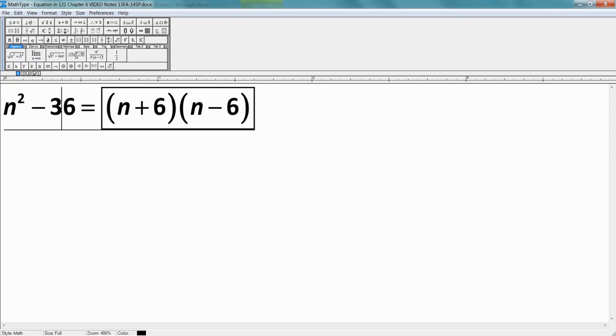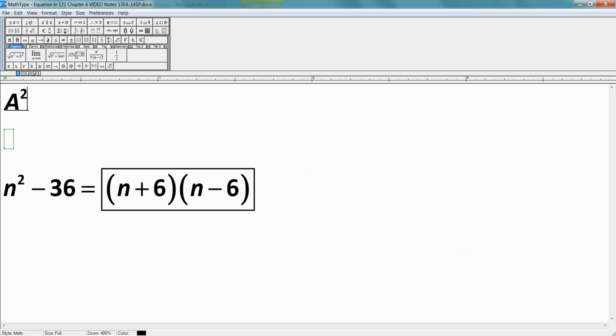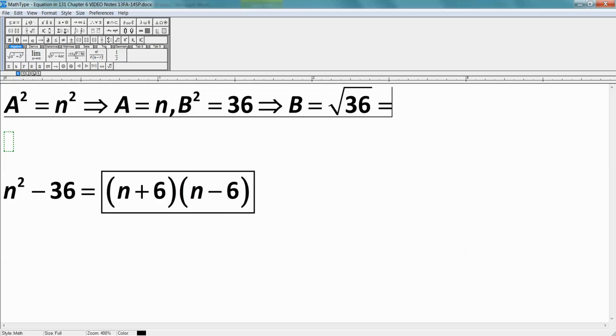Now, the only question you might be wondering is, where did I come up with the 6? Well, a squared is equal to n squared. That means that a is equal to n. So you just substitute in the formula. And then for the other one, b squared is equal to 36, but luckily, we've spent a whole chapter solving stuff like that, right? So you can say, b squared is equal to 36. That must mean that b is equal to the square root of 36, which is 6.